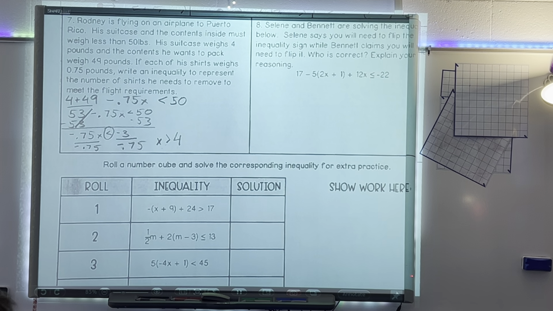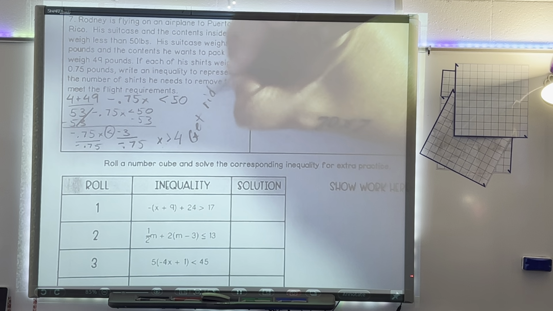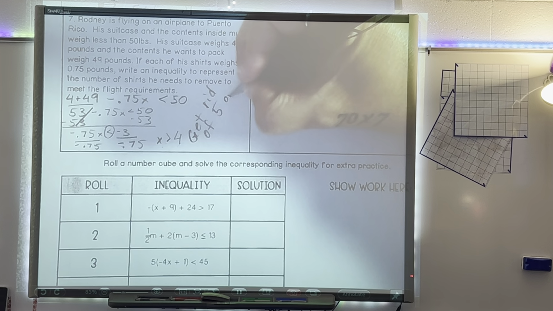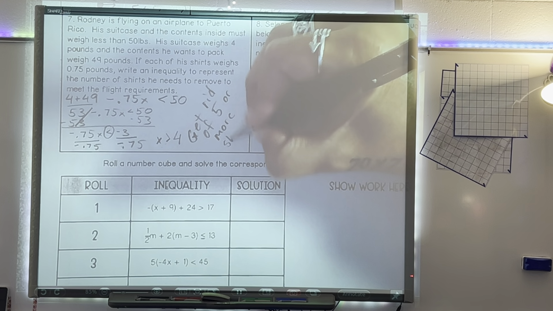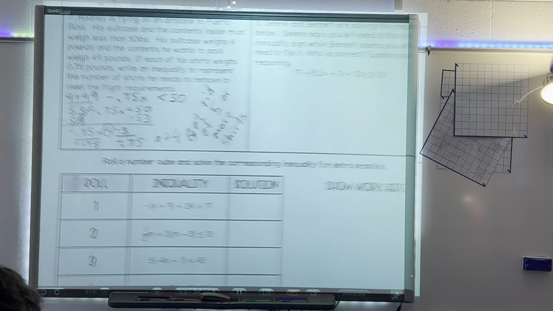But it says less than 50, and I can't take out part of a shirt, so I gotta take out a whole shirt, which means I must get rid of 5 or more shirts. Even though my inequality doesn't say 5 or more, it says greater than 4, because we're in a real world problem, I can't do a decimal or a fraction, so I'm gonna have to take out 5 shirts. I could take out more than that to save some room to bring stuff home from my vacation, because clearly we haven't thought about that yet. But we've gotta take out 5. 4 won't work in this particular case. Does that make sense? Okay, all right.